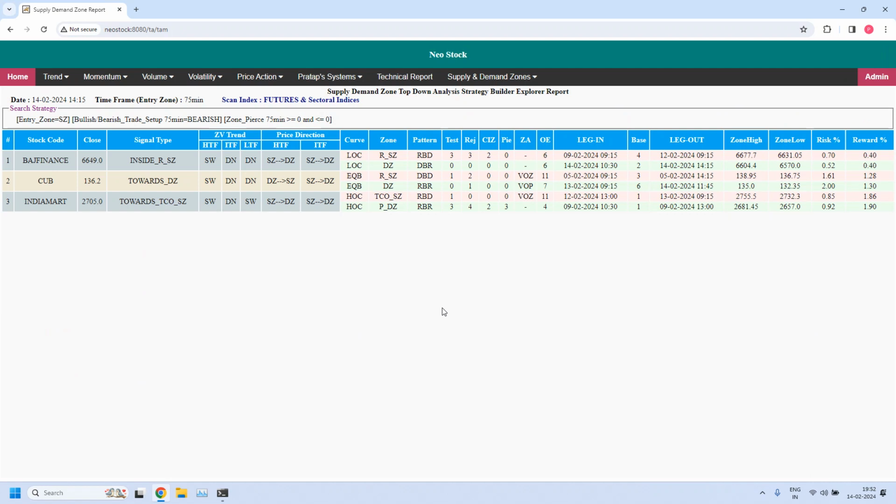So if any one of these stocks reaches the supply zone tomorrow, probably you will get a trade, maybe tomorrow or the day after tomorrow. It all depends. Anyway, I'm not adding any further parameters. The list itself is very, very small.